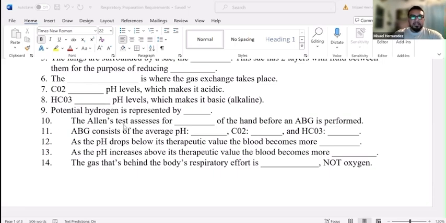Number 10, the Allen's test assesses for blank of the hand before an ABG is performed. Number 11, ABG consists of the average of pH blank, CO2 blank, and HCO3 blank.